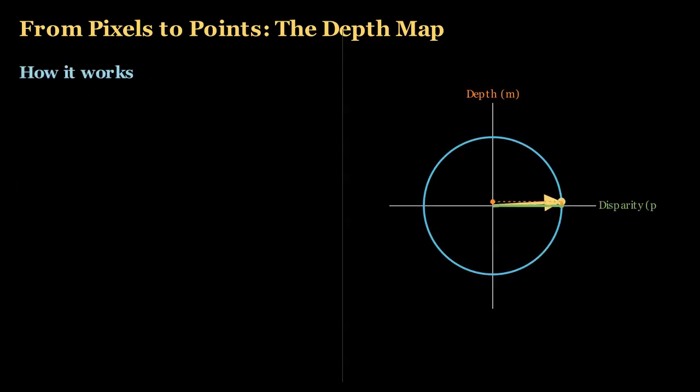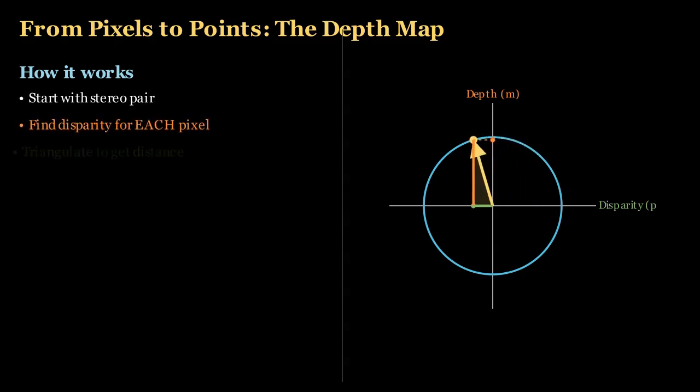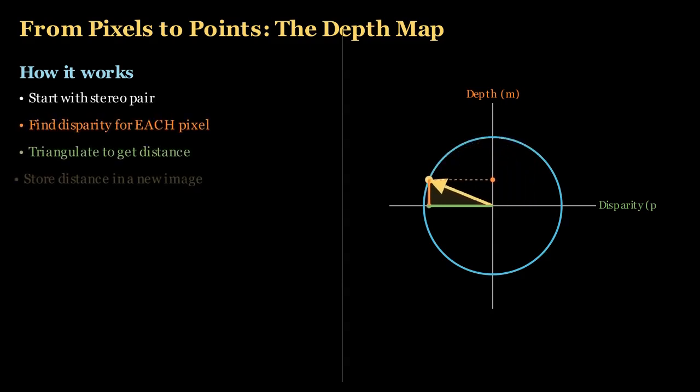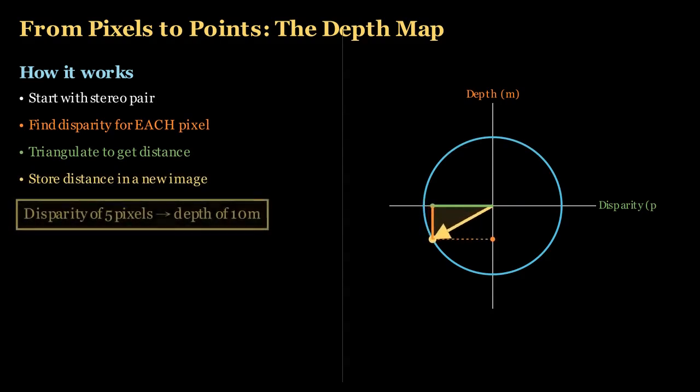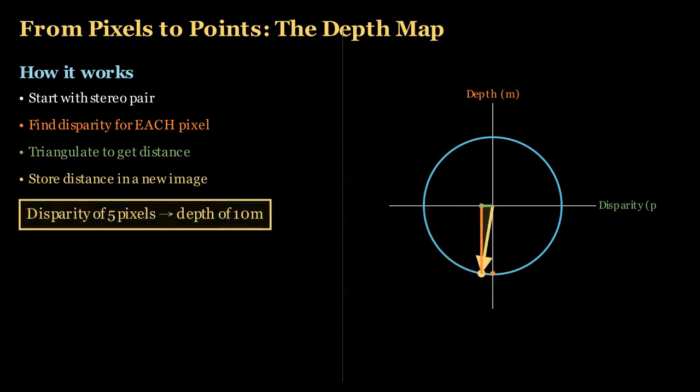We already know how two cameras find distance for one point using disparity and triangulation. To build a depth map, we just do that for every single pixel. The left and right images are compared, and the shift, the disparity, is found for each.